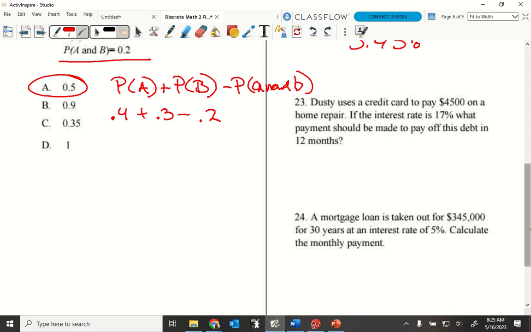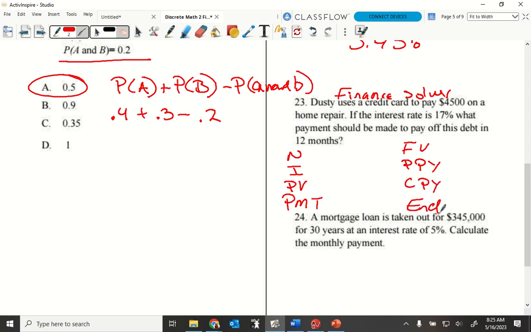23. This one is a financial solver. Finance solver. So we have N, I, P, V, P, M, T, F, V, P, P, Y, C, P, Y, and N. So every time you get one of these, you start by writing all that. So I'm going to go through and start filling in the values that I have.